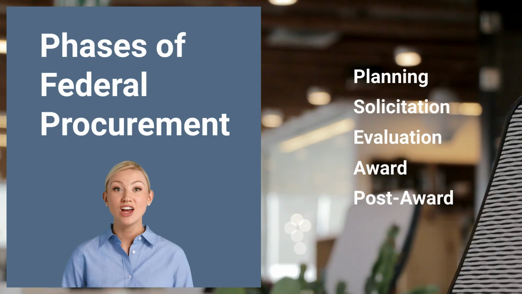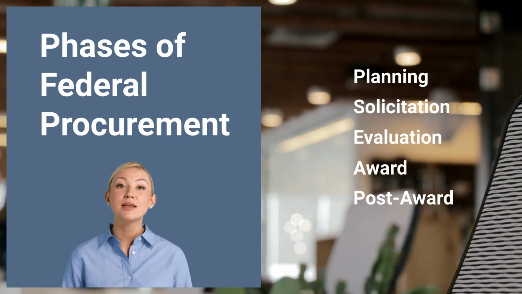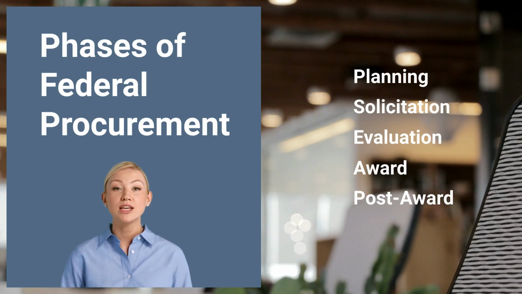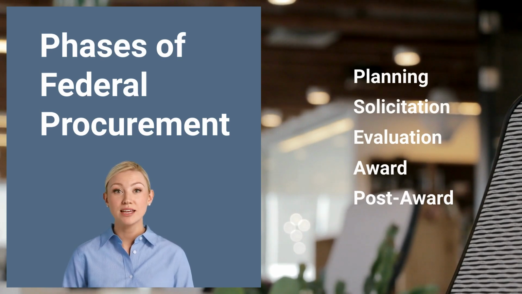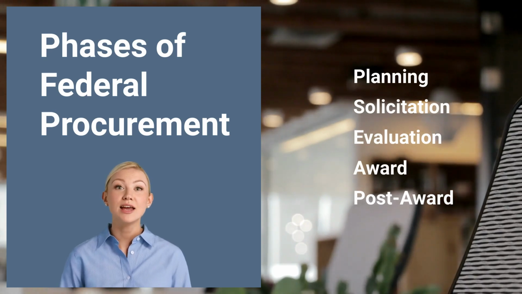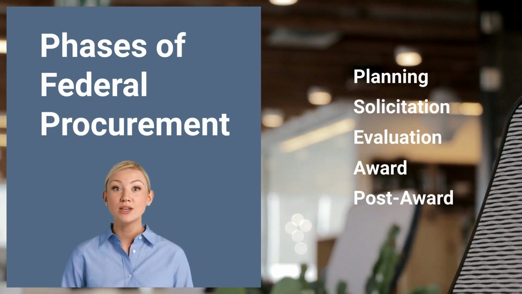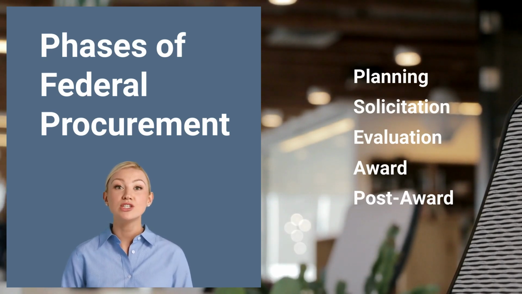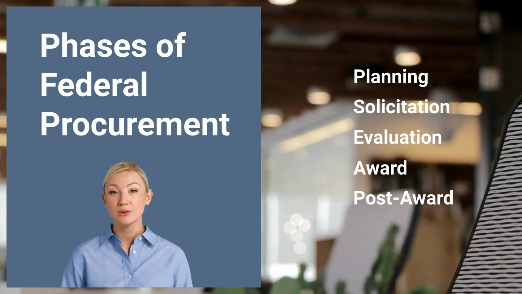During the execution of the contract, the vendor will typically have a main point of contact with the government, whose title is Contracting Officer's Representative, or COR. A COR is a federal employee who is designated by a contracting officer, CO, to oversee the administration of a contract. CORs are responsible for ensuring that contractors meet their contractual obligations.